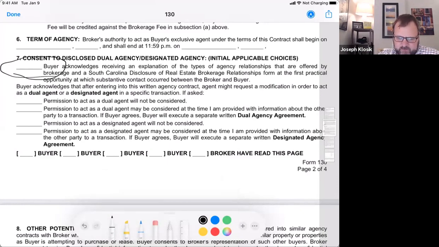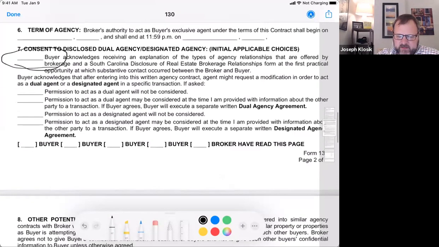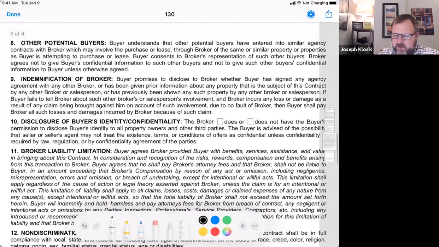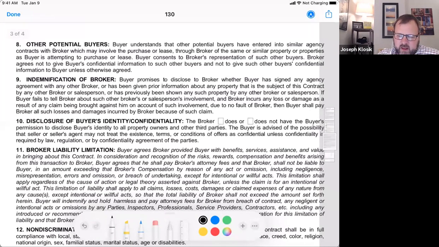Okay. Paragraph 8, Section 8 is a disclosure again that other potential buyers have entered into a similar agreement and may involve the purchase through the broker of the same or similar property. So this is just disclosing it again. Buyer consents to broker's representation of other such buyers. Broker agrees not to give buyers' confidential information to such other buyers, unless otherwise agreed. This just goes further to explain what we talked about earlier.